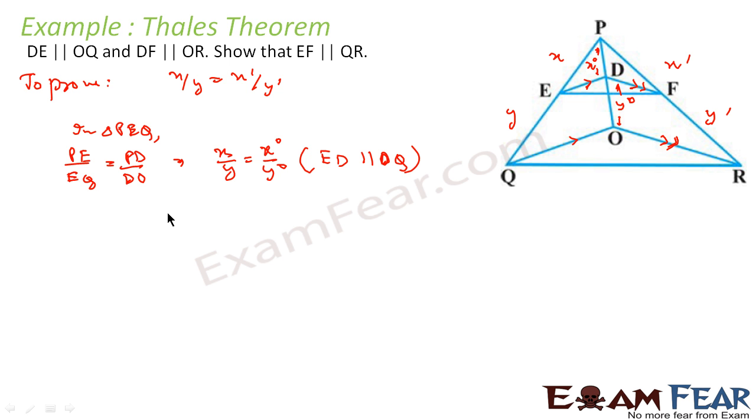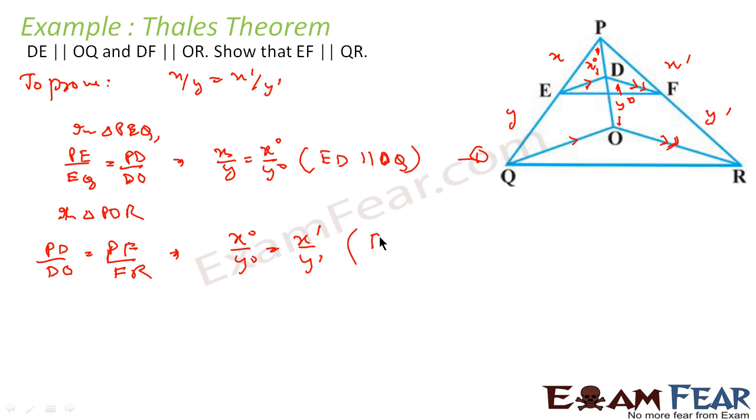In the second equation, I'll prove that in triangle POR, PD by DO is equal to PF by FR, correct? Or PD by DO is x naught by y naught, which is equal to x dash by y dash. This is my equation 2, and this is why, because DF is parallel to OR.